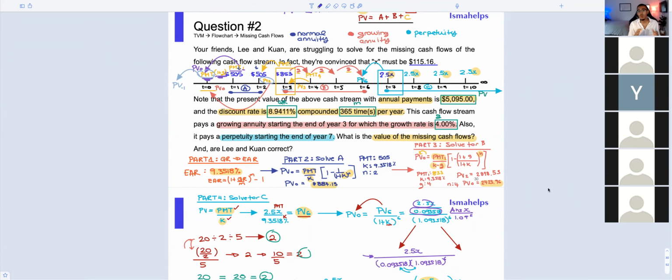Now, let me ask you this. Although unlikely that you'll see this on your exam because it mixes everything that you need to know for chapter 5, we had a normal annuity. Then we had some simple discounting. We had a growing normal annuity. Then we had a perpetuity, but not only that, we had a perpetuity with missing cash flows.